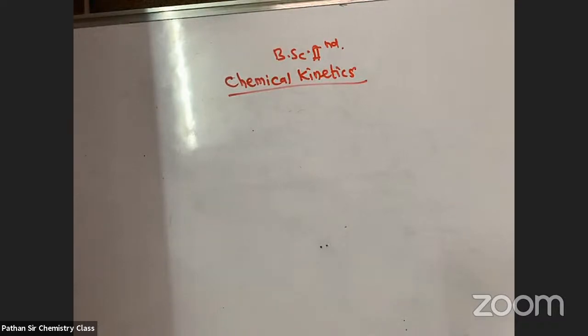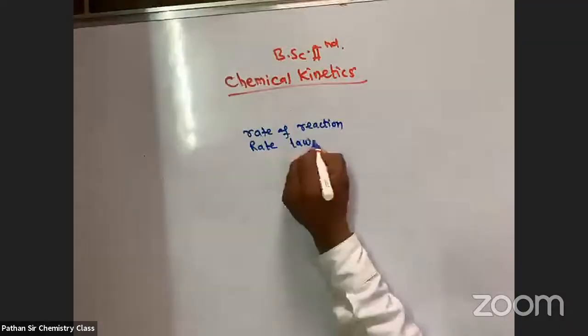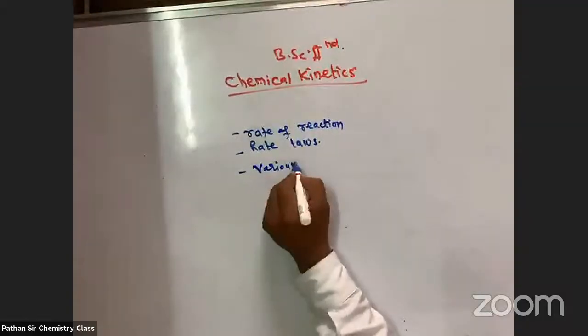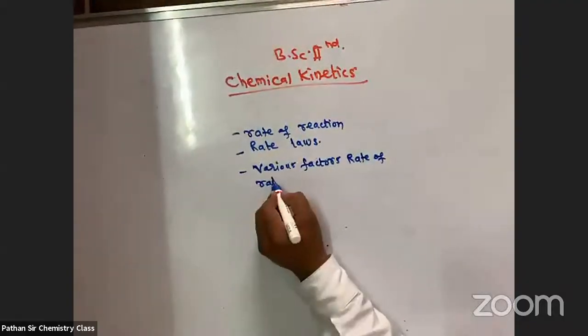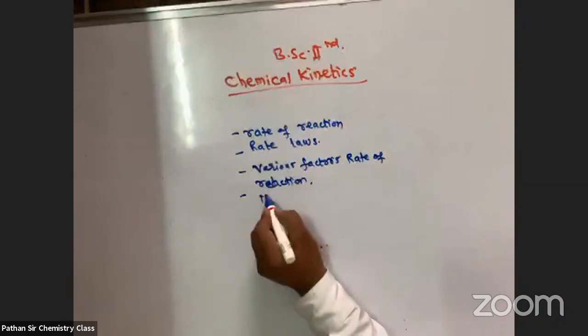Now, study of chemical kinetics involves first the rate of reactions, rate laws, then various factors that affect rate of reaction, and last, the mechanism of reaction.